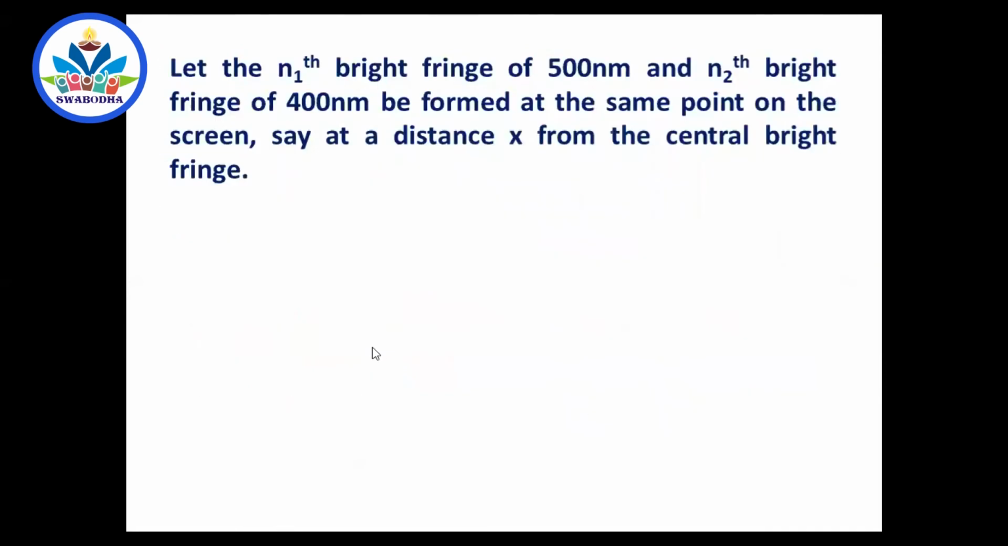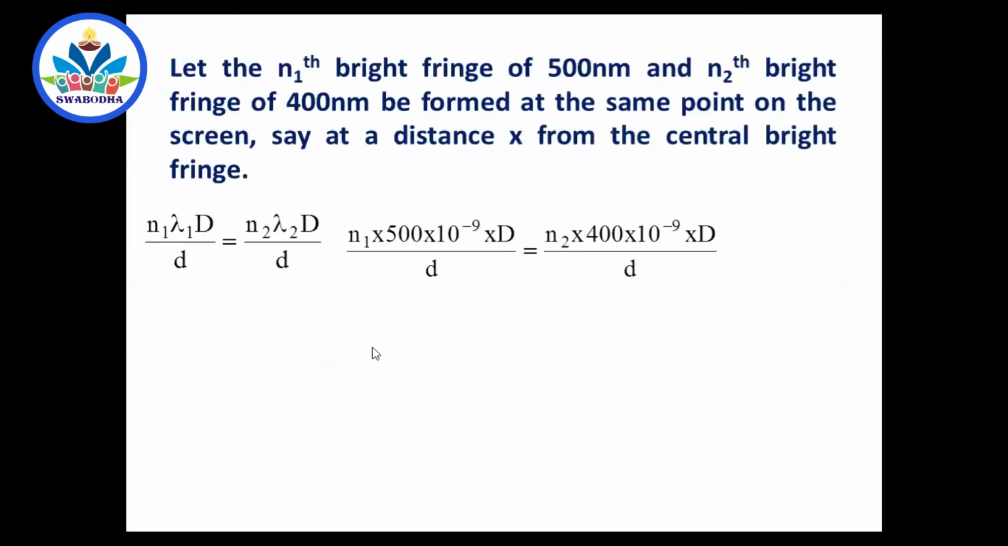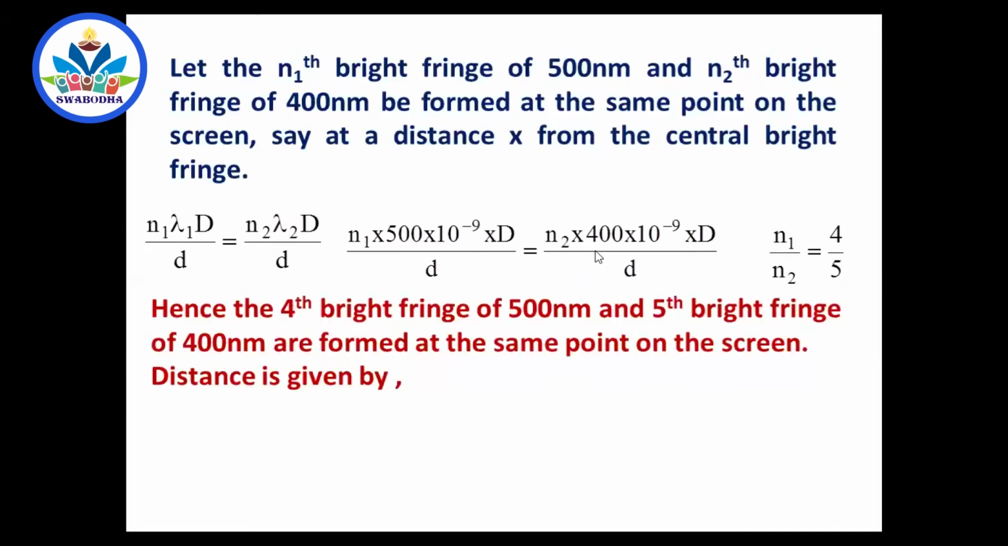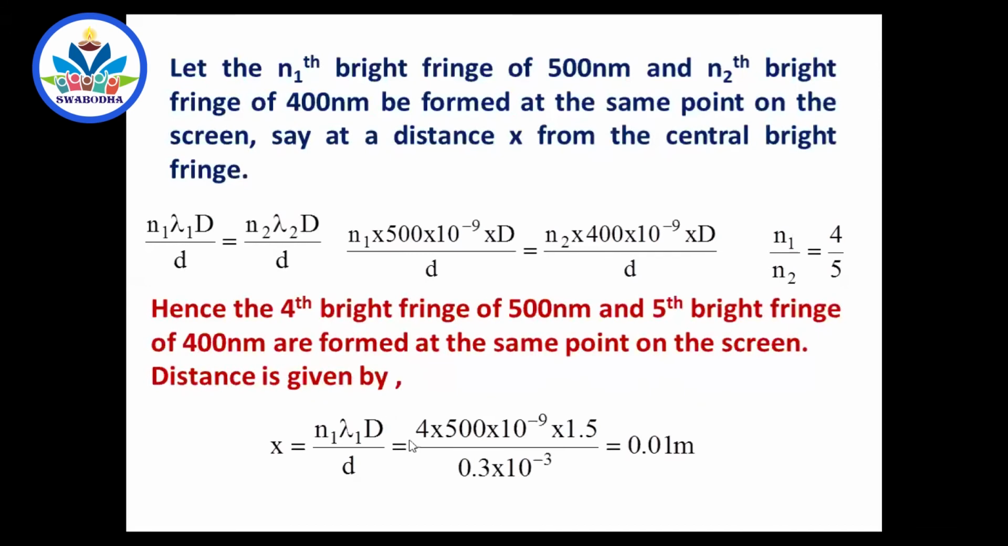4 and 5. Fourth fringe of 500 nanometer, n1 lambda D by d. n1 is fourth. This is the previous step, yes. n1 is fourth, lambda 1 is 500 nanometer into capital D by small d. The values are given, we have used n1 lambda 1 D by d. So that becomes 0.01 meter.